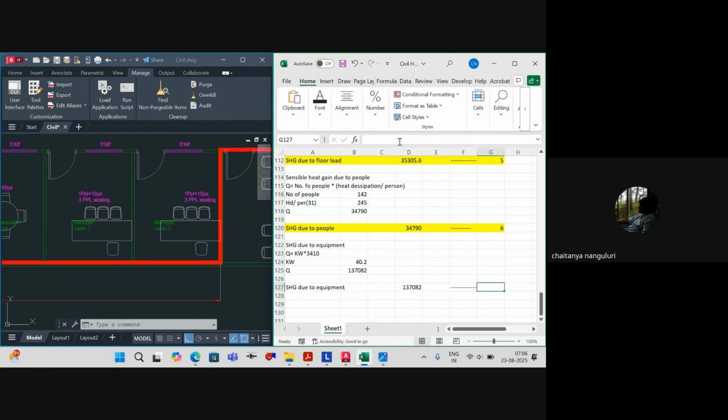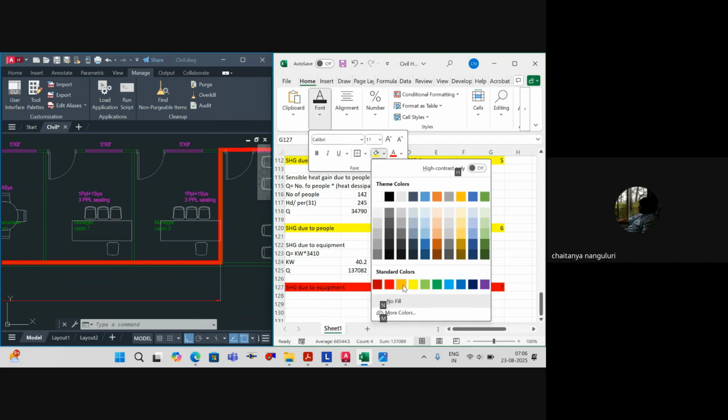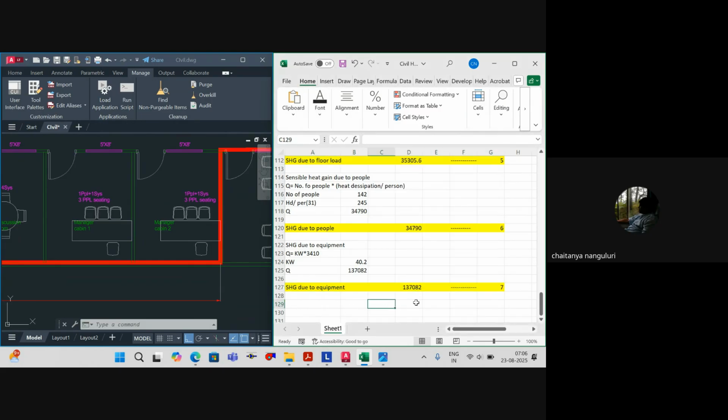So this one is equation number 7. Clear? So this is sensible heat gain due to equipment, which is equation number 7. So we have just calculated the total load and then we have multiplied by 3410. Now next, in kilowatts, we'll calculate the sensible heat gain due to lighting.